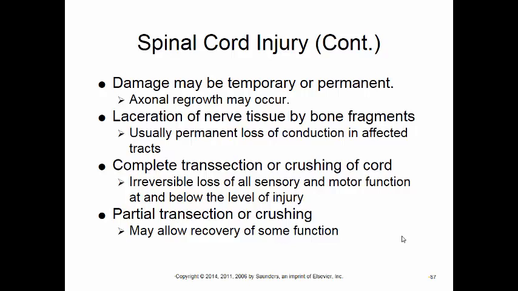A laceration of the nervous tissue by bone fragments usually results in permanent loss of the affected tracts. Complete transection or crushing of the cord is usually irreversible loss at and below the level of injury. Partial transection or crushing can allow some recovery.